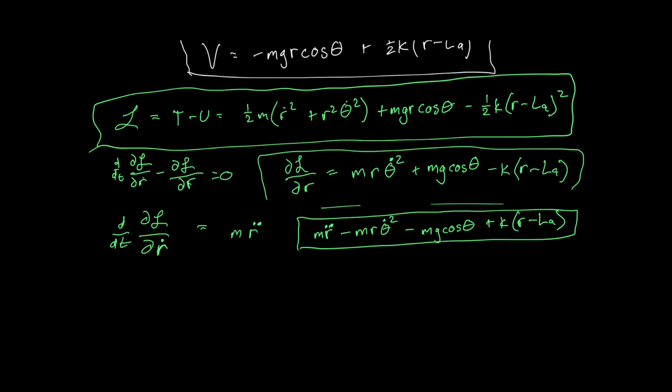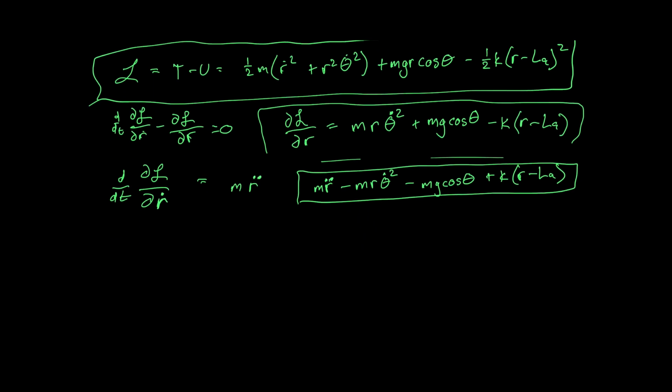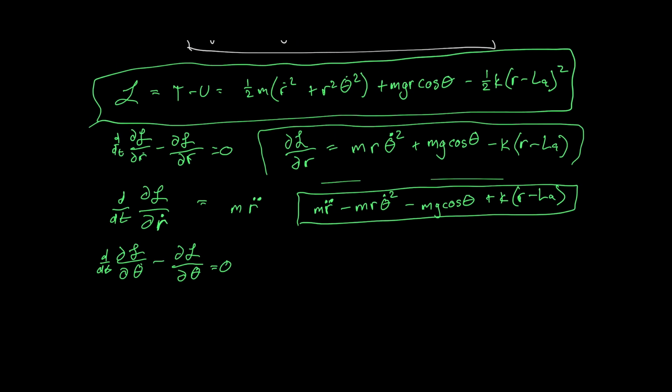And let's go ahead and get our second one, which is d/dt of partial L with respect to theta dot, minus partial L with respect to theta, equals 0. Going back to our equation up here, theta is only in one place. So partial L with respect to theta equals minus m g r sine theta. And that's it for that one.